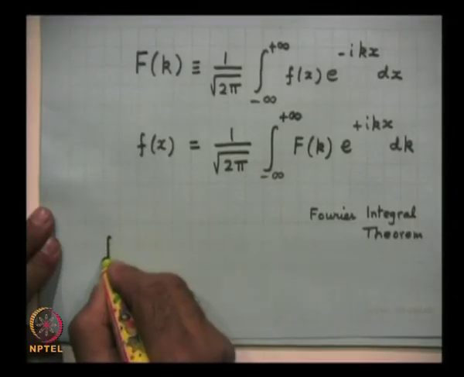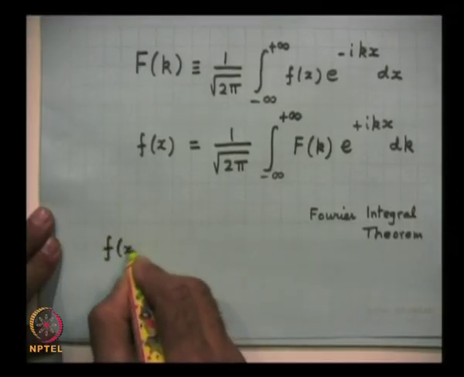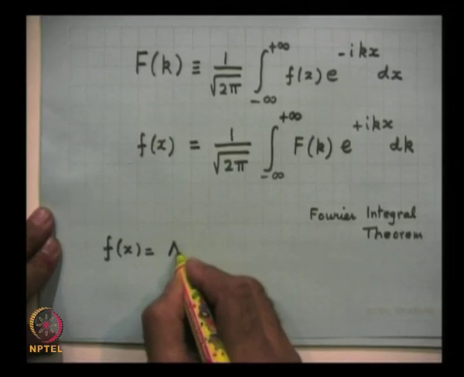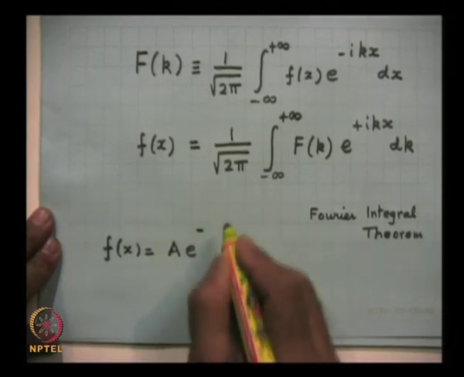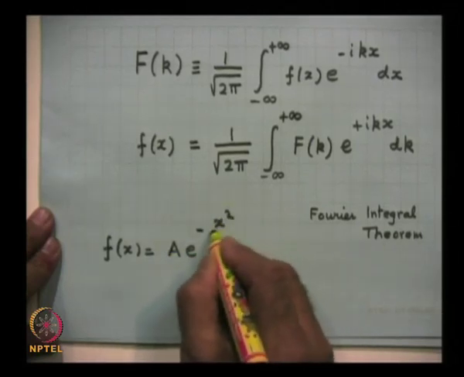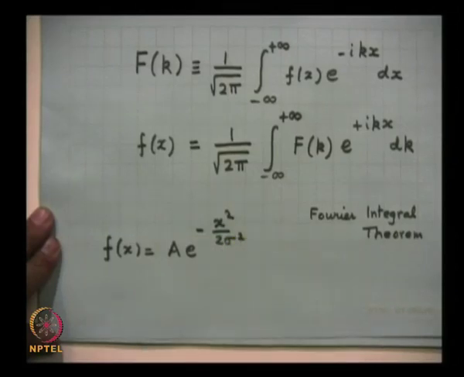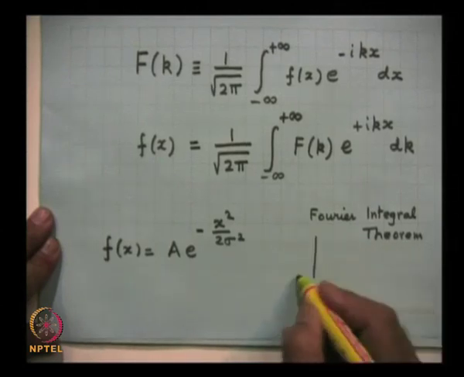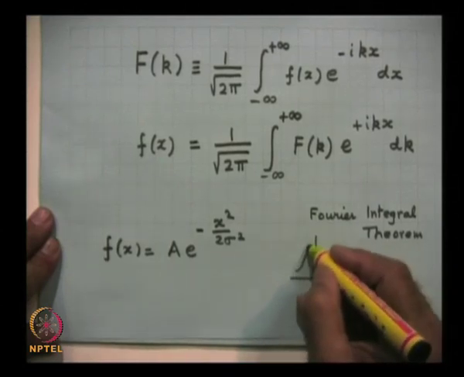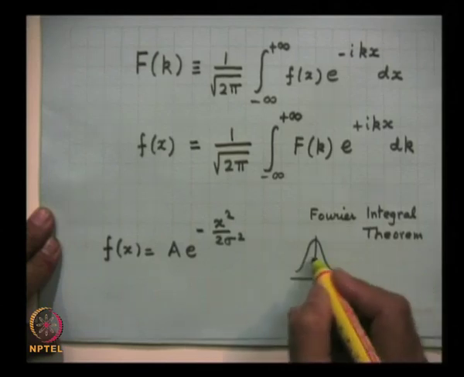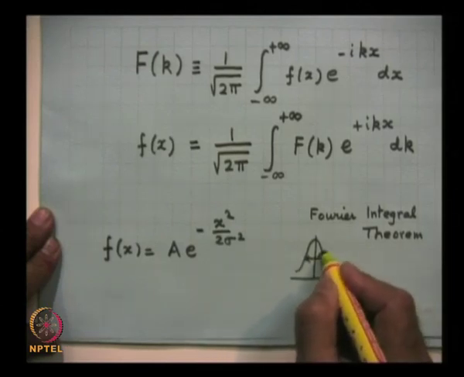Now, let me give you a simple example. Let me assume that f of x is something like A times e to the power of minus x square by 2 sigma square. So, it is a Gaussian function whose width is about sigma, something like this. This is an f of x function whose width is of the order of sigma.